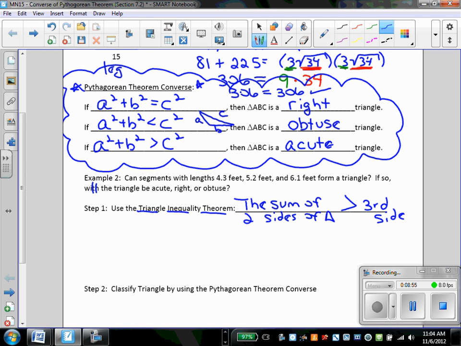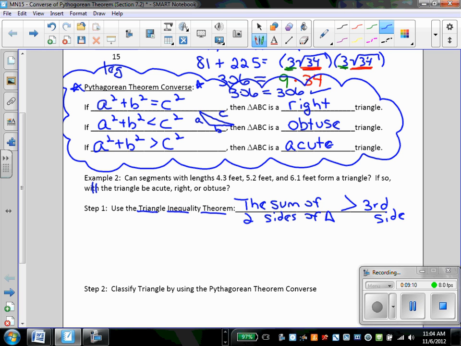It can't even meet at the vertices because you have two very small sides, and those two small sides can't meet with that third side. So the sum of the two sides will have to be greater than that third side. If it equals the third side in length, it still can't be a triangle.